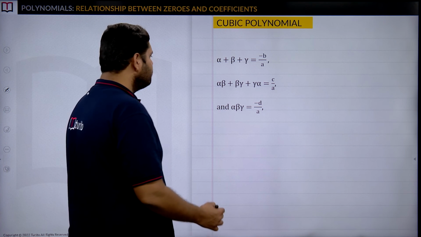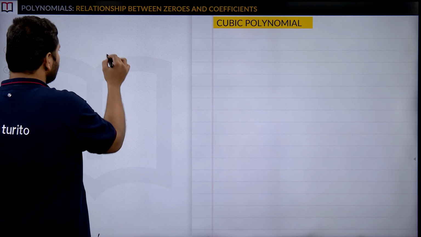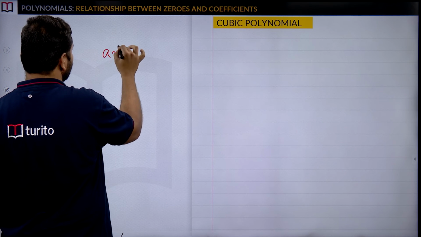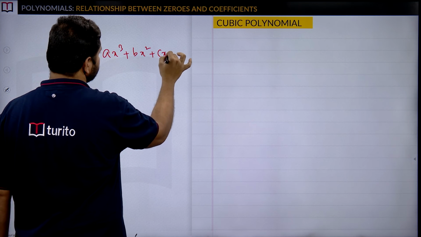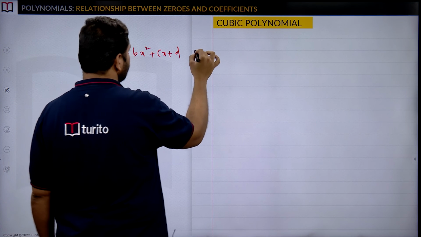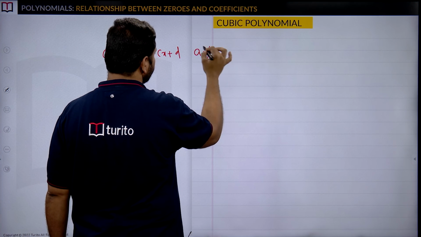Now, children, remember, if I am taking the what? A cubic polynomial is what? ax^3 + bx^2 + cx + d. And here what is the condition, children? a is not equal to 0.